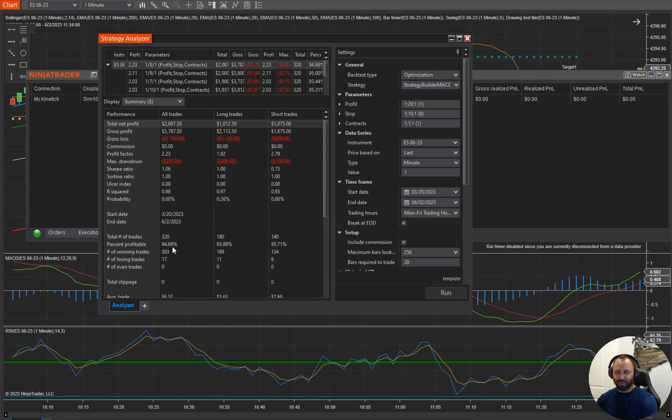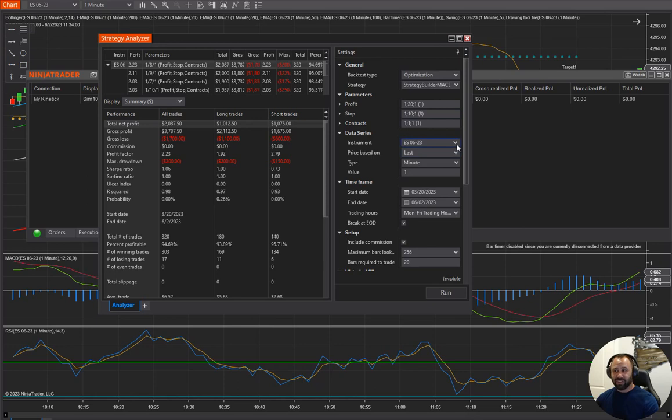94.69% profitable. Now, again, I've said this before, just because you have a very high percentage of profitability when you take into account the number of trades, that doesn't mean that you're going to have a profitable strategy. And in this case, it is profitable. It had 17 losing trades with 1 tick of profit, 8 ticks for stop loss. Now, that is not a very good risk to reward ratio. And as you can see, in this particular case, it worked out over this period of time and these trading hours. It's not a risk to reward ratio I particularly would recommend, but you can see how this would play out.